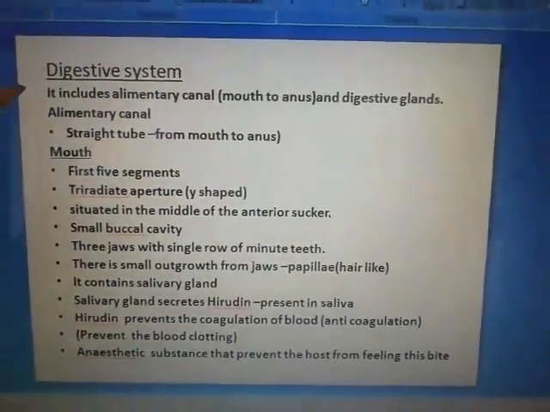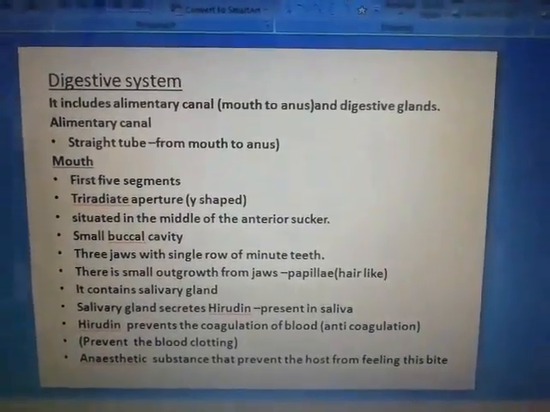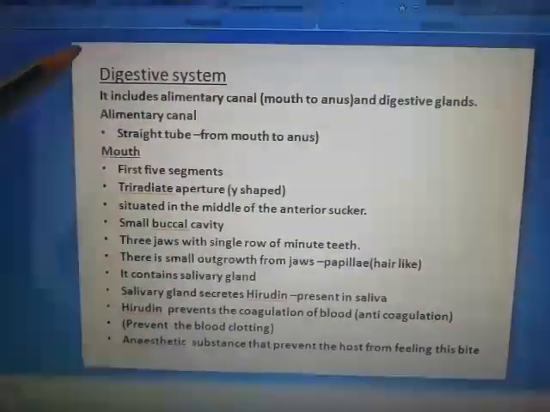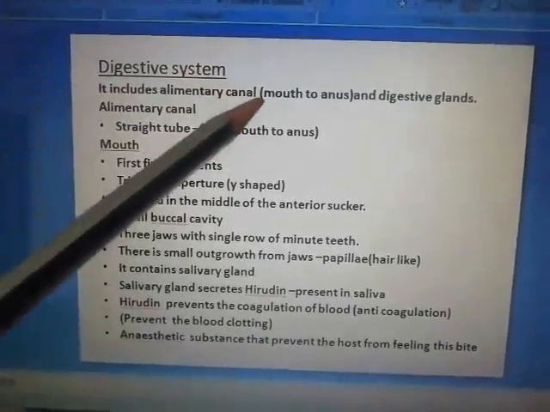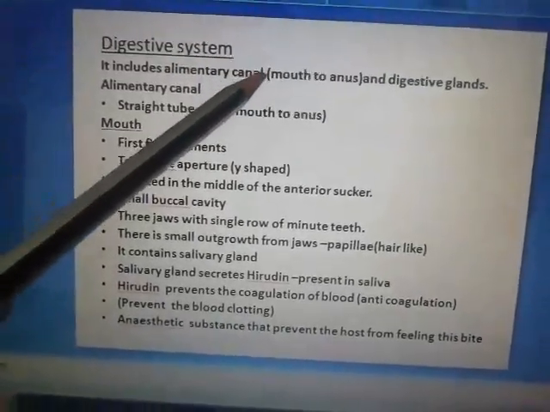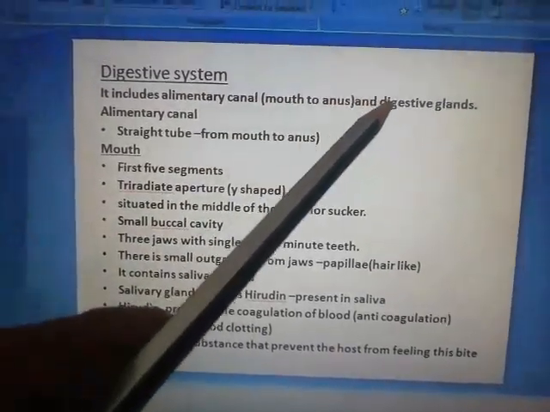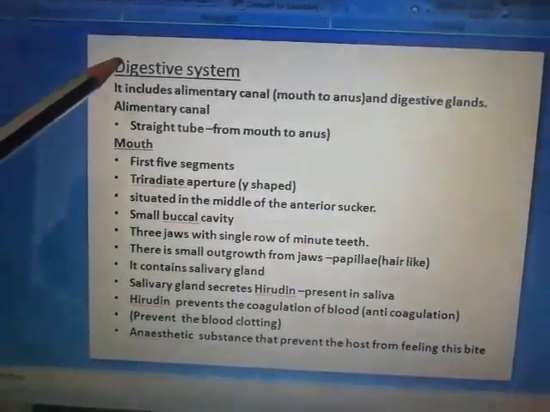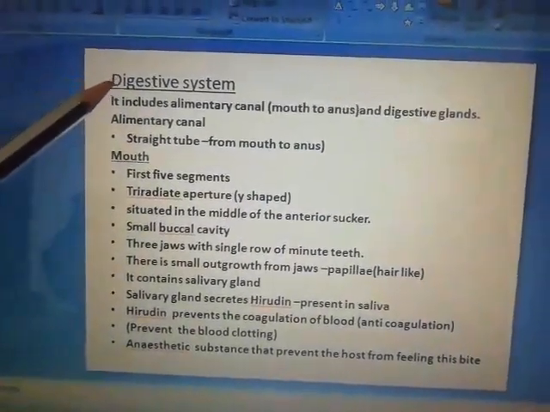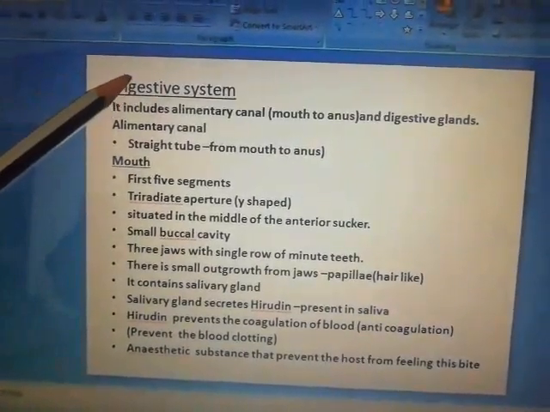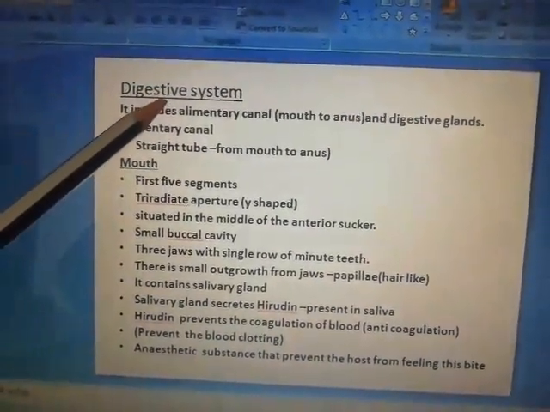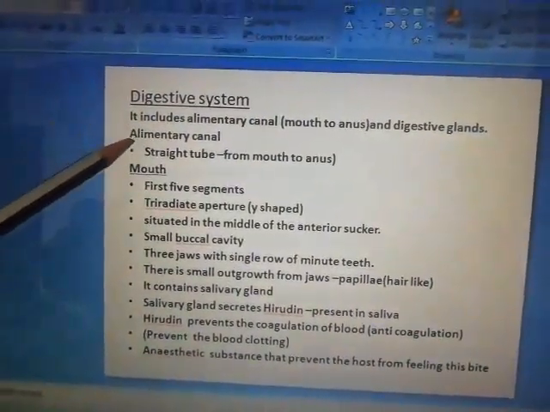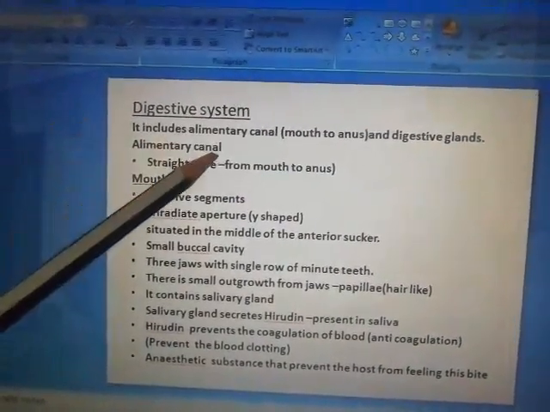Next one is the digestive system. It includes the alimentary canal and digestive glands. The alimentary canal starts from mouth to anus, and the digestive glands secrete digestive enzymes. What is meant by digestion? Digestion means breaking down of complex food materials into simplest or diffusible form. That is called digestion.